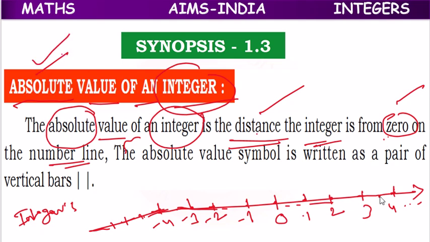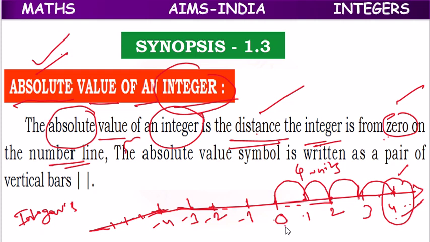Suppose I want to find the distance of plus 4, or I want to find the absolute value of plus 4. How to calculate the distance from 0? 1 unit, 2 units, 3 units, 4 units. Means the integer 4 is at a distance of 4 units from 0 towards the right side. So its absolute value is 4.